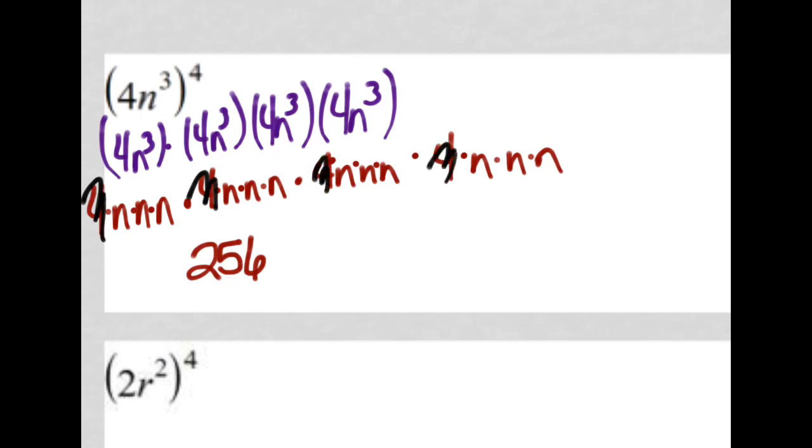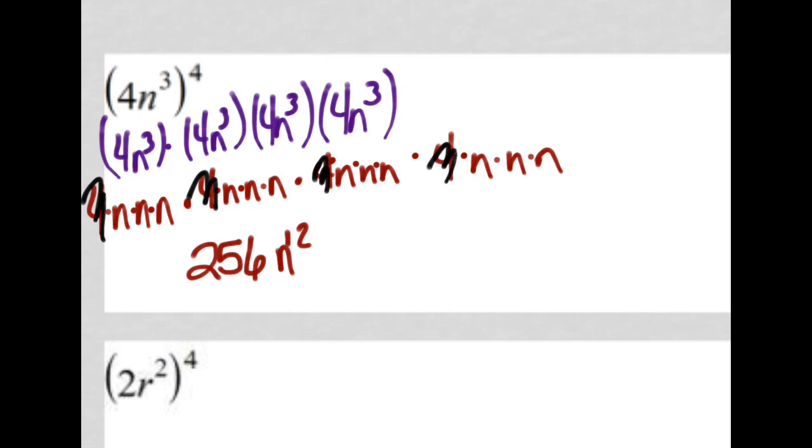Now I'm going to look at my variables in alphabetic order. Well, you notice I just have the n. So I know I'm going to have an n here, and I'm going to count them. 1, 2, 3, 4, 5, 6, 7, 8, 9, 10, 11, 12. So I'm going to have n to the 12th, and I'm done. There's also a shortcut method.